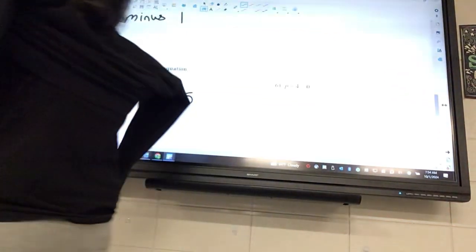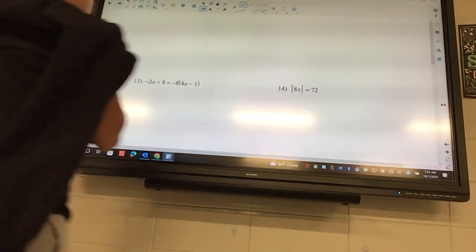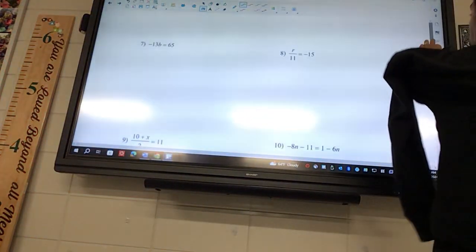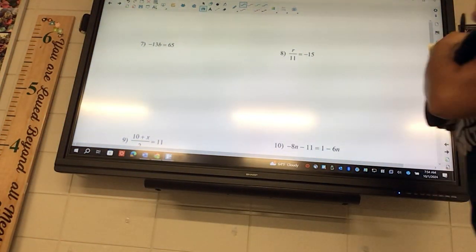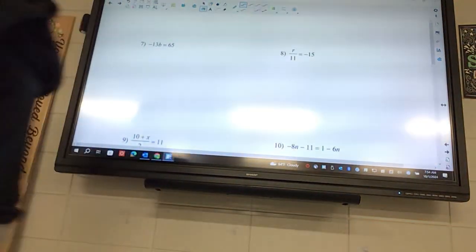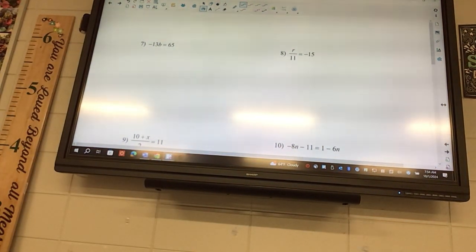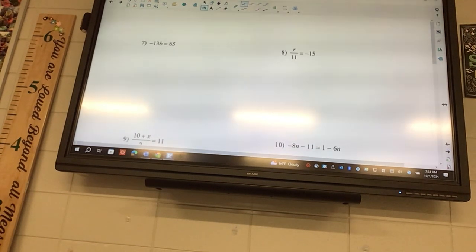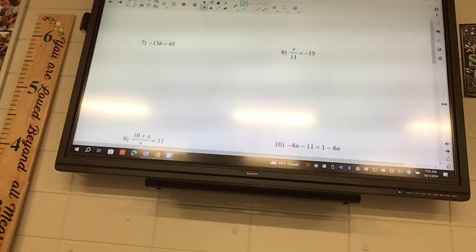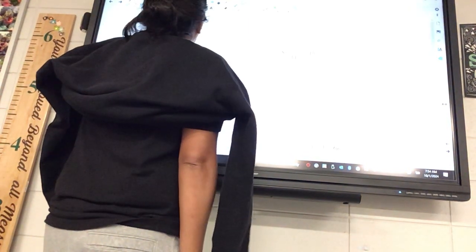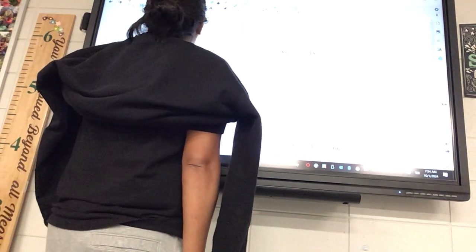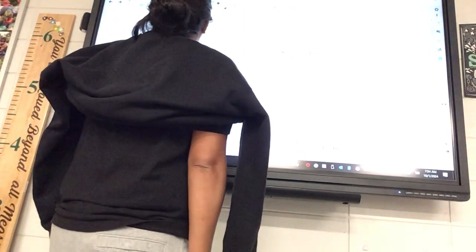Okay, 7. Who needs moved? The 13. So you're going to divide both sides by 13. Okay, so divide both sides by negative 13. What is 65 divided by negative 13? Negative 5.